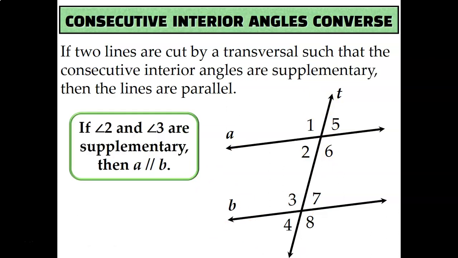Now, our last theorem is a little bit different than the others because we're not looking for angles to be congruent, we're looking for angles to be supplementary. So if you have consecutive interior angles that are supplementary, then the lines must be parallel.